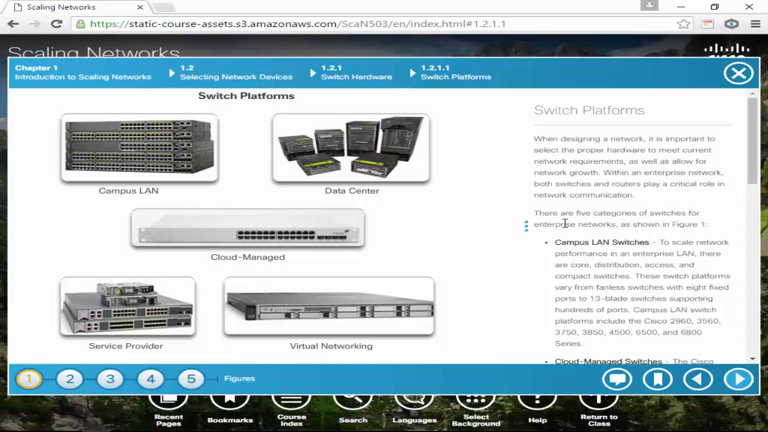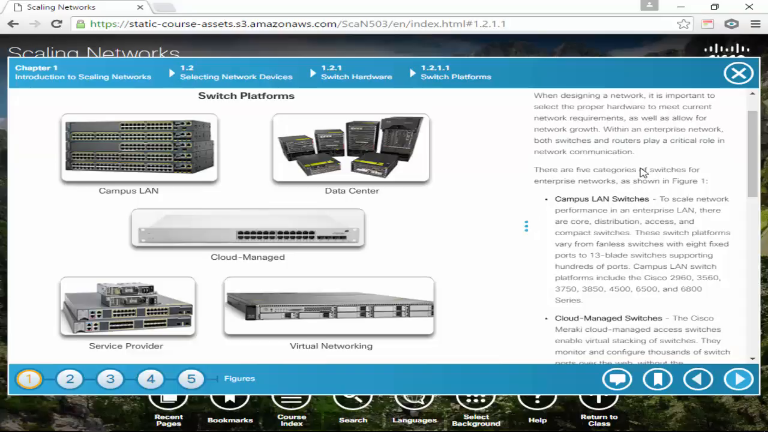Alright, so we go to switch platforms. Okay, so what are they? I'm just going to read them to you, what Cisco has, right? So we have campus LAN switches. Alright, so this is what we see in class, something like this. To scale network performance in an enterprise LAN, there are core, distribution, access, and compact switches. These switch platforms vary from fanless switches with 8 fixed ports to 13 blade switches supporting hundreds of ports.